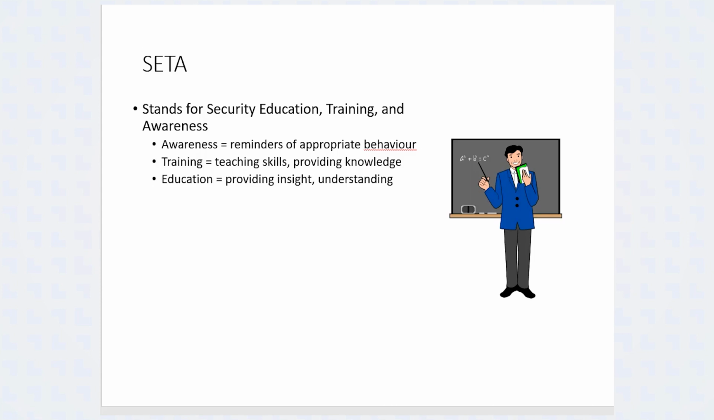SETA stands for Security, Education, Training, and Awareness. Awareness is the reminders of appropriate behavior. Training is the involvement of teaching skills and providing knowledge, and education is what is involved with providing insight and understanding. All of these things are part and parcel of the ongoing effort of IT security professionals to train employees to make sure that they understand what they are doing.